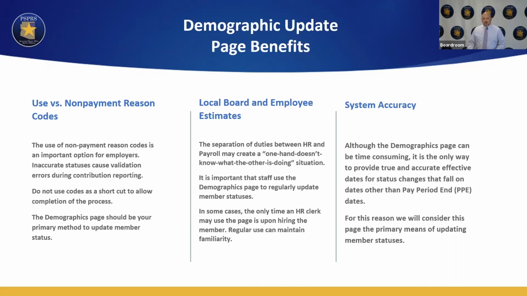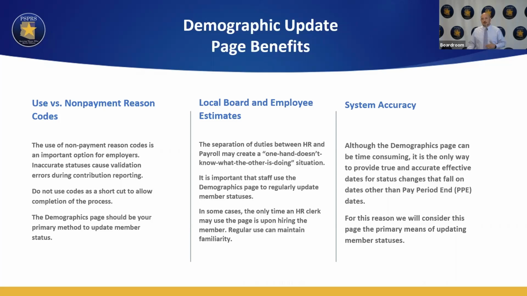And again, even though the use of non-payment reason codes is a really important tool, we do want to stay away from the temptation to use them as a means of getting past some of the stop gaps or the error messages that we see. Many times these are valid error messages, and we want to make sure that we address them properly. And so again, the demographics update page should be the primary method that you use for updating member statuses and effective dates.